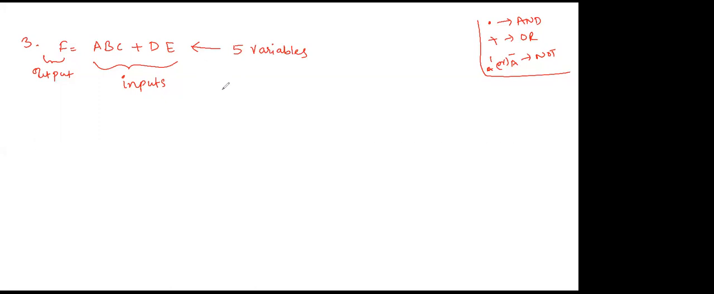In that process, you need to consider two variables as a group. This digital device has 5 inputs: A, B, C, D, E, and a single output.